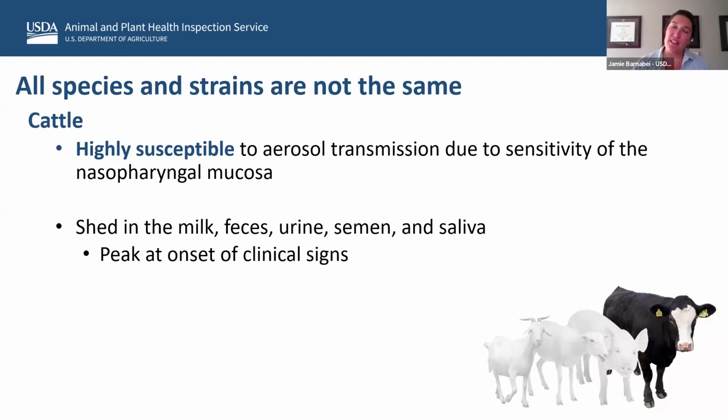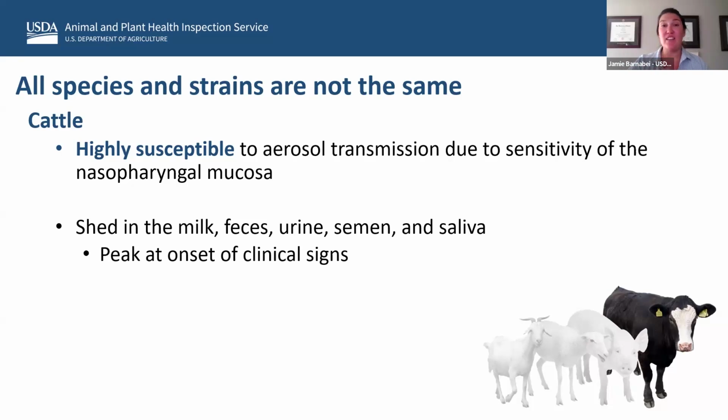Cattle in general are considered highly susceptible to aerosol transmission. This is due to the sensitivity of the nasopharyngeal mucosa. This is also the preferred site of viral replication in these guys, so back in that oropharynx. Again, this is shed in the milk, feces, urine, semen, saliva, all of it. And they are shedding the most virus at the peak of their clinical signs.